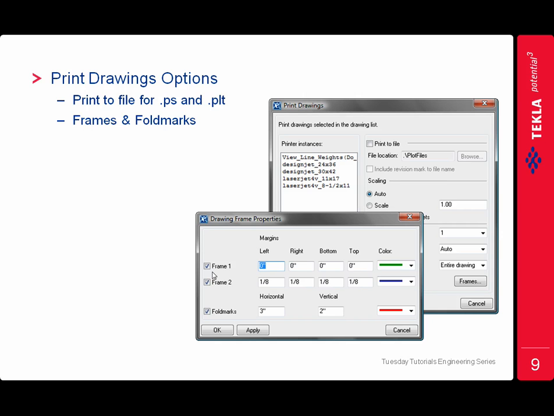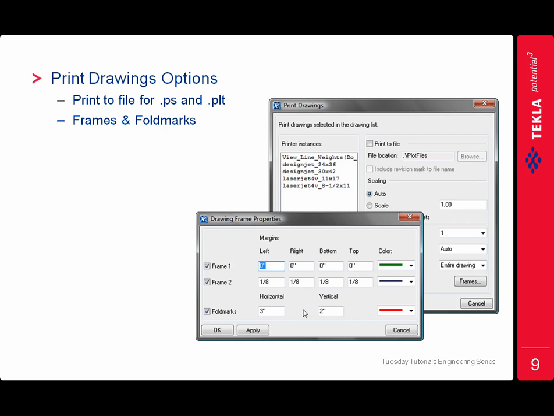So the next topic is frames and fold marks. You can turn them off using the check marks on the left hand side, or you could have them show up on the drawing but use a non-print color, the white color or the black color, depending on what your drawing background color is. Once you've decided whether you want to use the automatic frames, then you can set the margin so that this first frame is going to be right at the print area boundary.